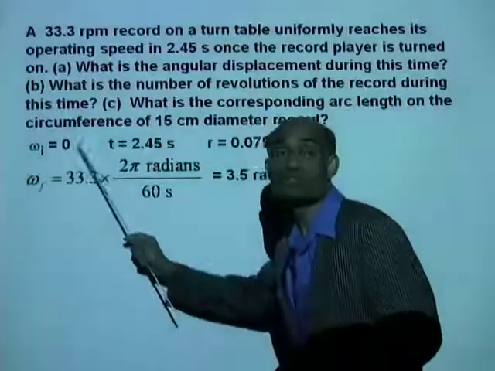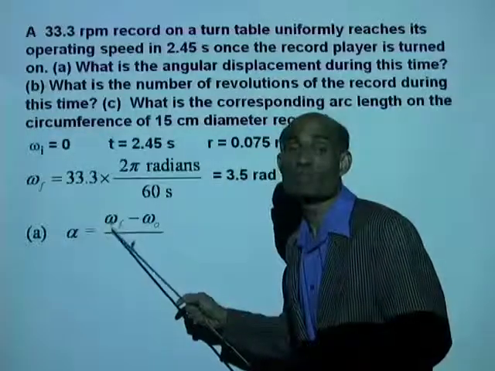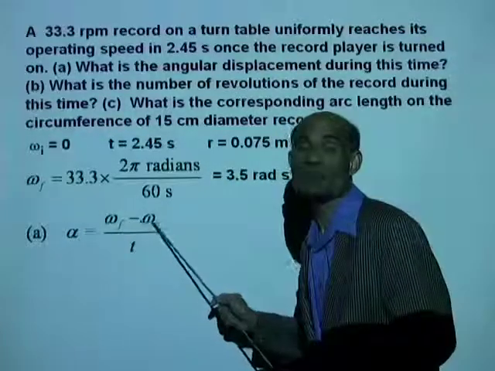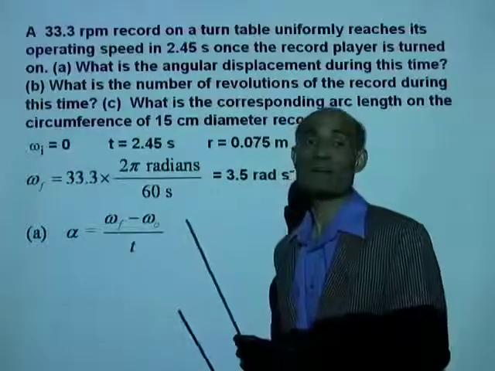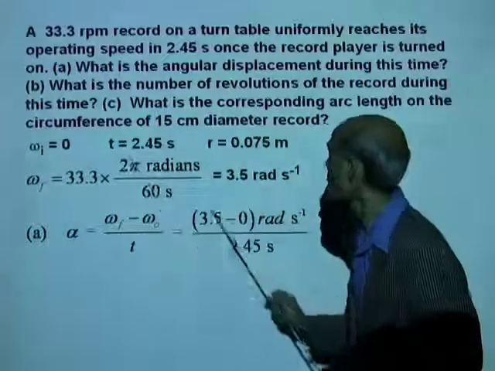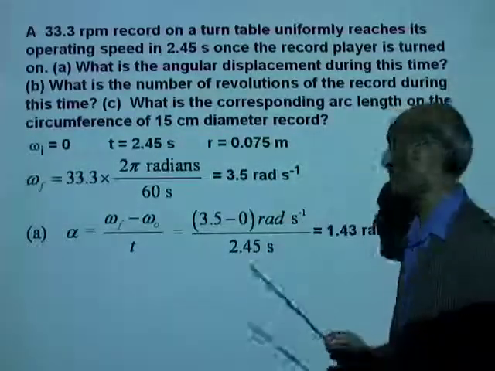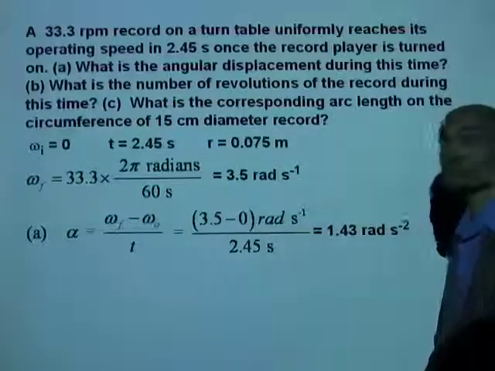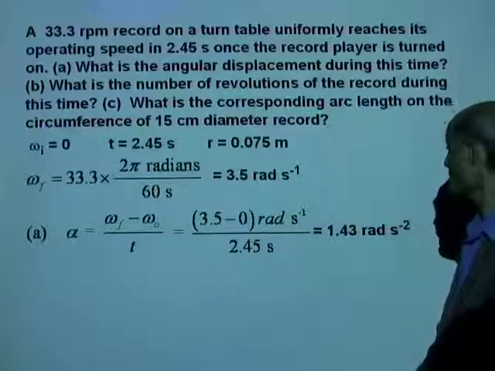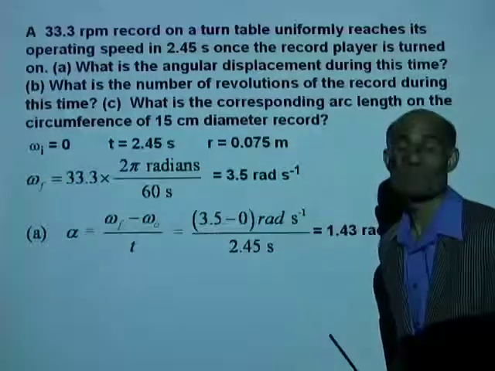Now you can use these values to find alpha. Alpha equal to omega f minus omega 0 divided by t. That will be 3.5 minus 0 divided by 2.45 seconds. That is 1.43 radian per second squared, which is the angular acceleration.